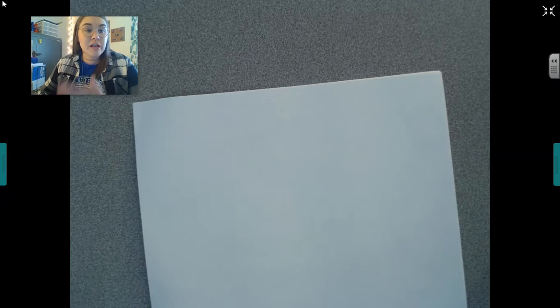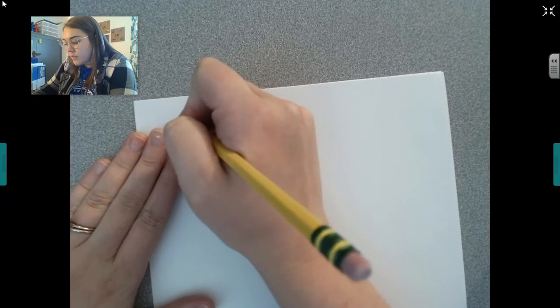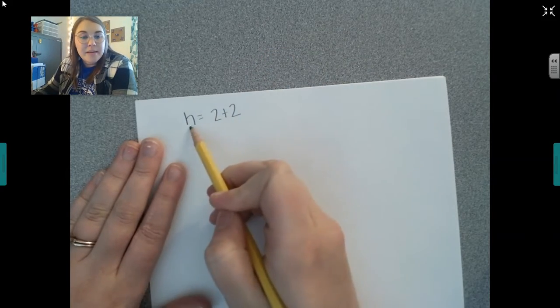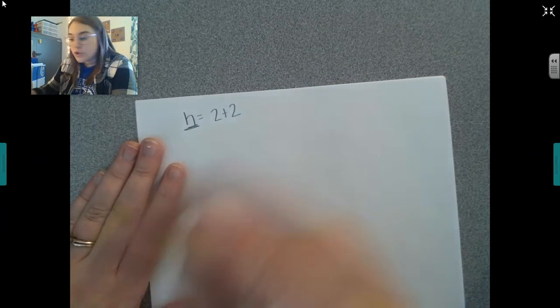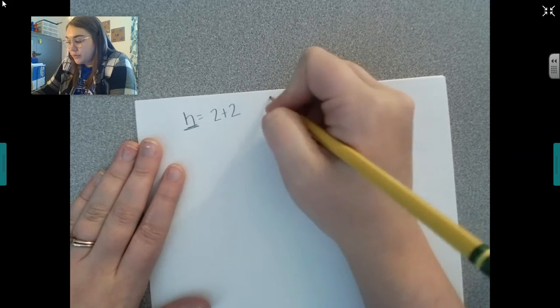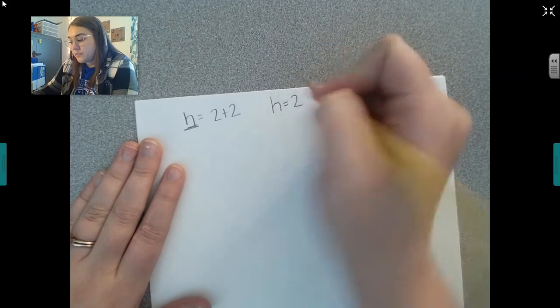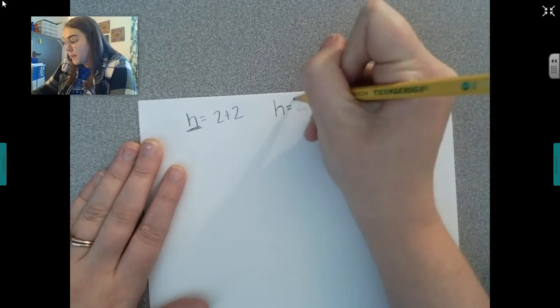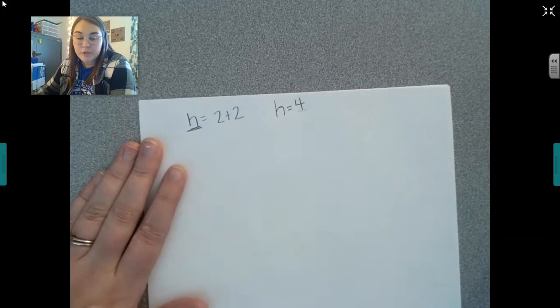So remember, a variable is any letter that represents an unknown quantity. So A, B, C, D. That is basically just telling you that they don't know what the answer is. That's what you're trying to find. That's your unknown quantity. So if I said H equals 2 plus 2, H would be whatever I don't know. And I don't know 2 plus 2. Well, actually I do. 2 plus 2 equals 4. So H equals 4 because 2 plus 2 is 4.